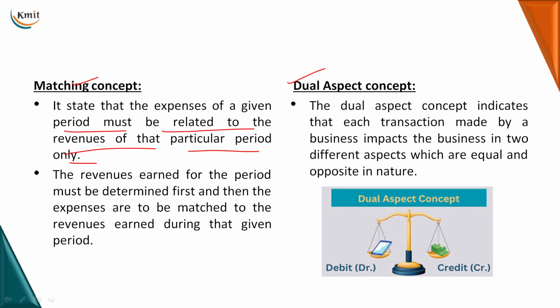Dual aspect concept. The dual aspect concept indicates that each transaction made by a business impacts the business in two different aspects which are equal and opposite in nature. That is, for every debit there will be a corresponding equal amount of credit.